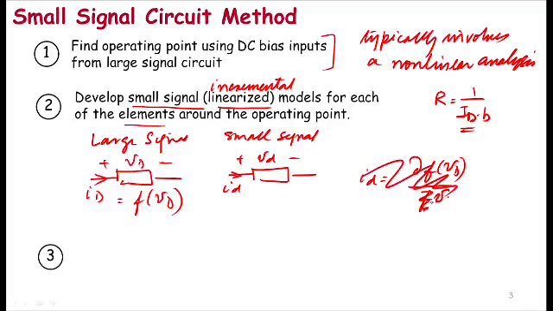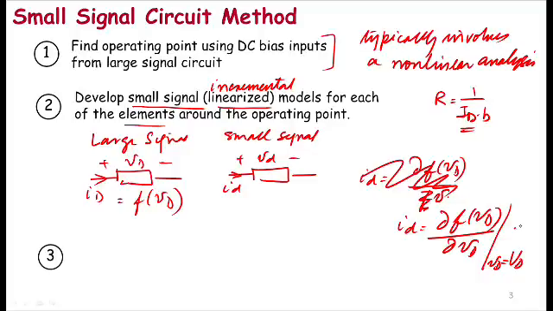Let me start over here. You take the derivative of the function, del f of vd over del vd, and you evaluate that at the point vd equals capital Vd. And then you multiply that by small vd. So you replace the device by its small signal model, which gives you a small vd and a small id, where the small id relates to small vd by multiplying small vd by the slope of the function f of vd at the point vd equals capital Vd. All right, so that gives you the small signal model for each device.